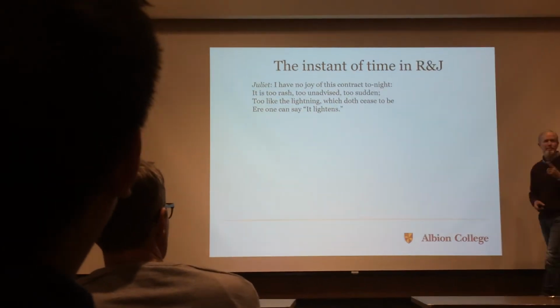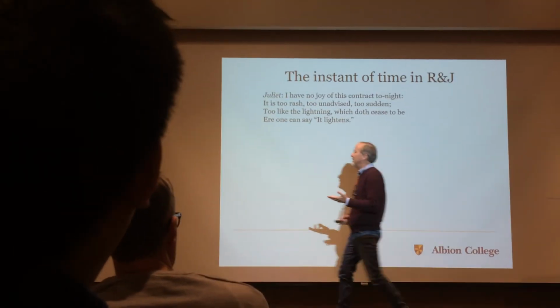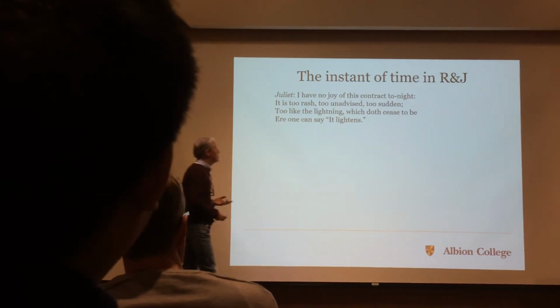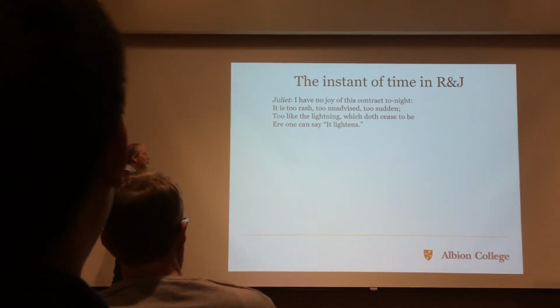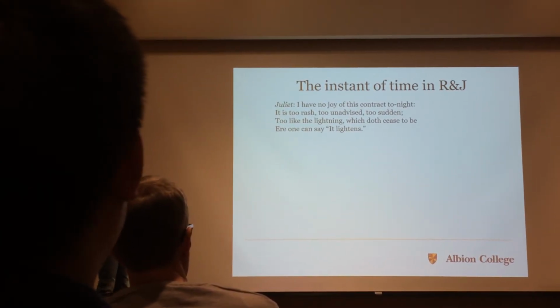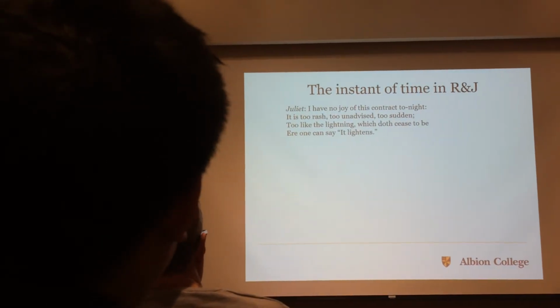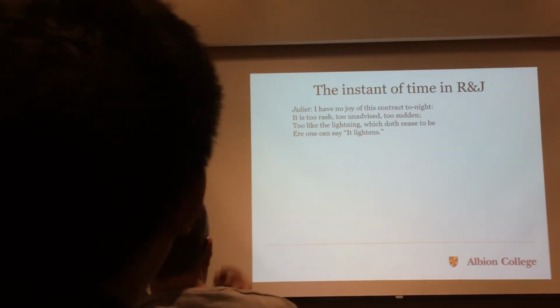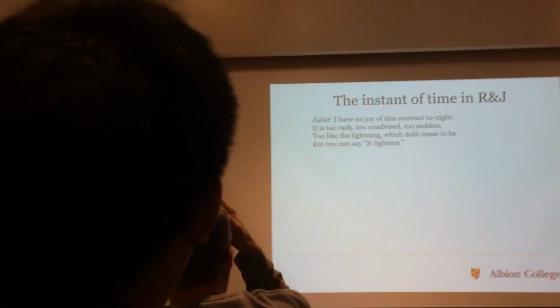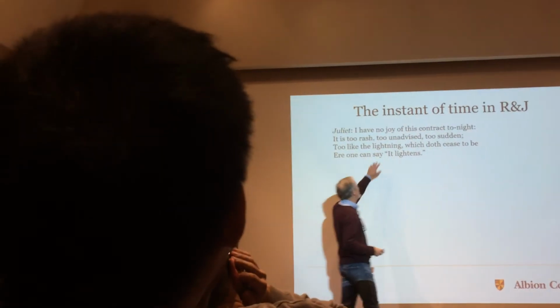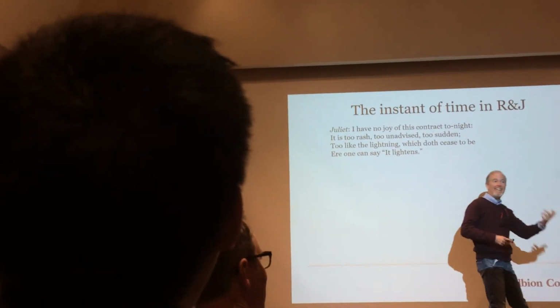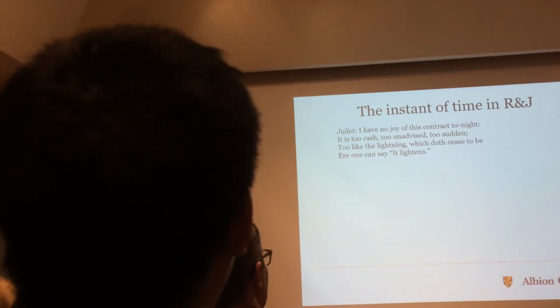So here's Juliet after the famous balcony scene, right? And she's worried, right? She says, "I have no joy of this contract tonight. It is too rash, too unadvised, too sudden, too like the lightning, which doth cease to be ere one can say it lightens." Reminding us, by the way, I think we sort of lost that sense of lightning as lightening, right? But that's very much available in the period.